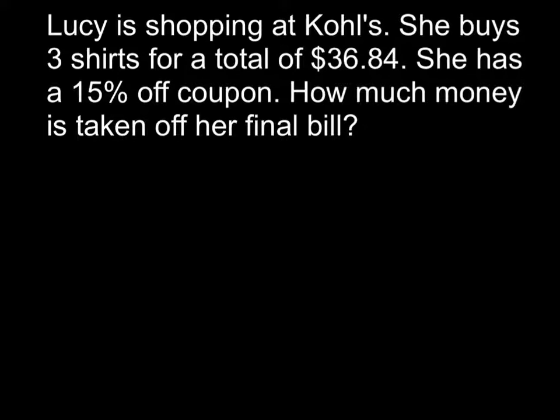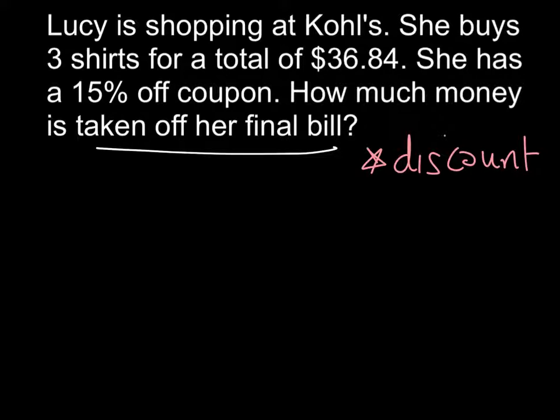In our first example, it says that Lucy is shopping at Kohl's. She buys 3 shirts for a total of $36.84. She has a 15% off coupon. How much money is taken off her final bill? So in order to figure out our answer, once again, we're just figuring out the discount because it says how much money is taken off her final bill. It does not ask us what is her final bill or anything like that. We need to make sure, once again, we are reading the question. So in this question, we are trying to figure out what the discount is going to be.